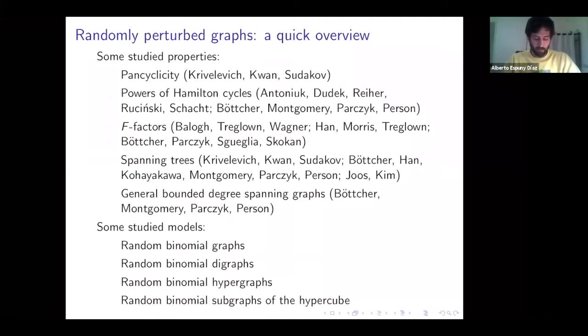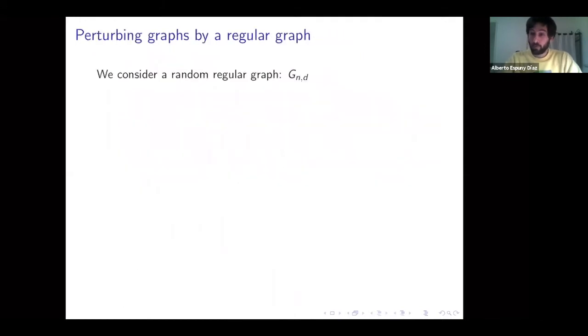But somehow the thing that I want to bring to your attention here is the fact that in all these studied models, there's a keyword which is binomial, which appears everywhere. So somehow almost every result about randomly perturbed graphs deals with random binomial graphs. And I think a natural question is, what happens if we consider other random graphs which are not binomial, and what can we say in these other instances which are also natural? And in particular, the one that we decided to study together with Antonio was random regular graphs.